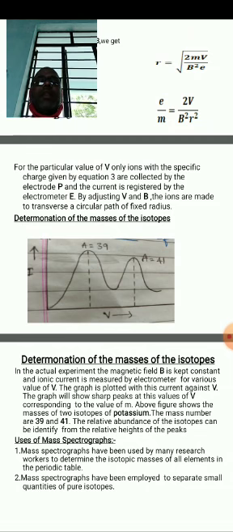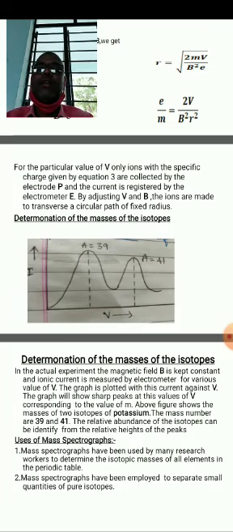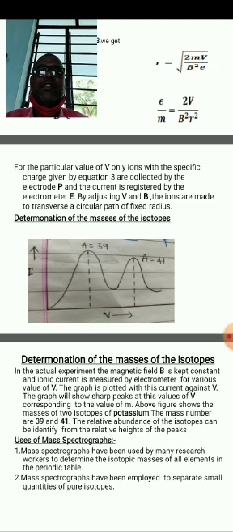In the actual experiment, the magnetic field B is kept constant and the ionic current is measured by the electrometer for various values of V. The graph is plotted with this current against V. The graph will show sharp peaks at these values of V corresponding to the value of M. The above figure shows the masses of two isotopes of potassium, with mass numbers 39 and 41. The relative abundance of the isotopes can be identified from the relative heights of the peaks.